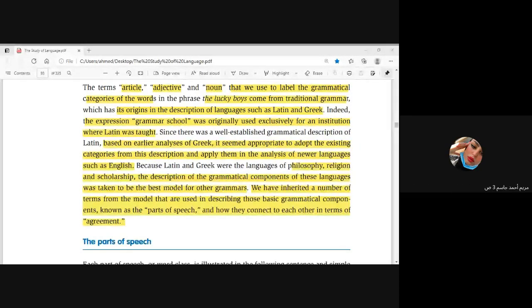Traditional grammar. Since there were well-established grammatical descriptions of these older languages, it seems appropriate to adopt the existing categories from this description and apply them to the analysis of language like English. No, that's okay.